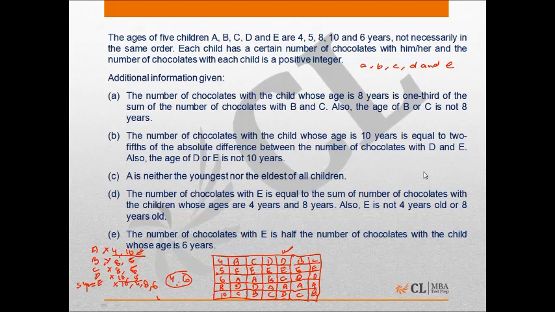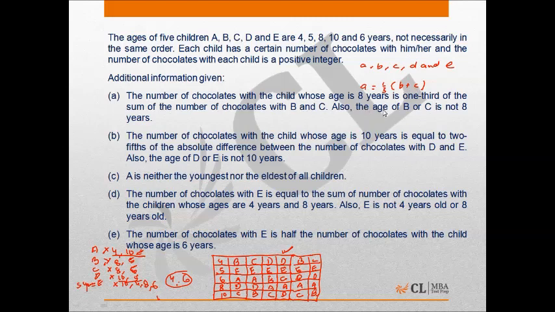So now check the information related to the number of chocolates. The number of chocolates with the child whose age is 8 years, it means A, is one third the sum of the number of chocolates with B and C. It is one third of B plus C.